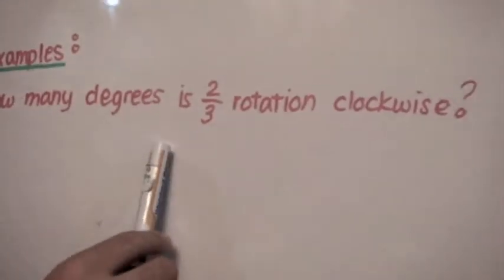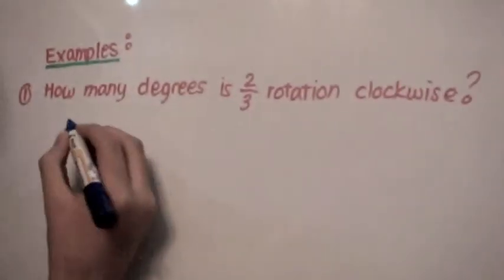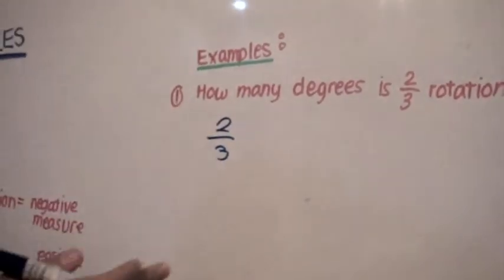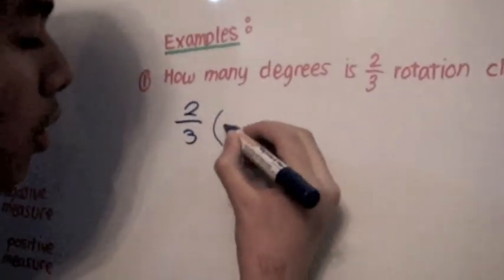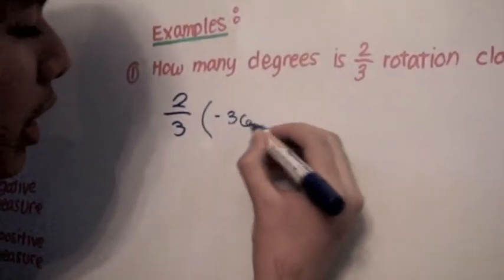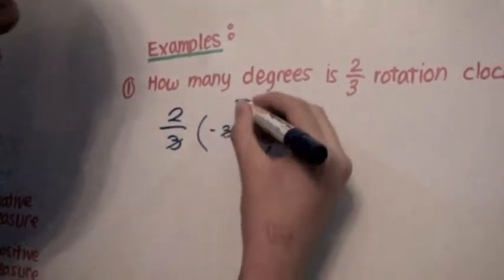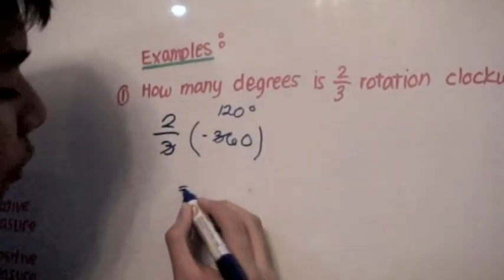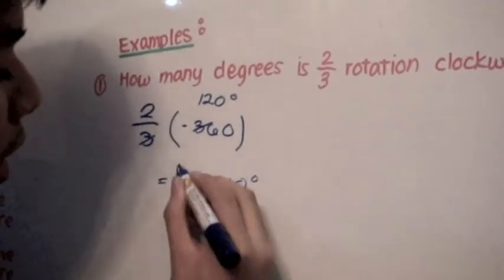How many degrees is 2/3 rotation clockwise? So, we have 2/3, and since it's clockwise, we're going to be using a negative measure. So, negative 360 degrees. So, you cancel, becomes 120 degrees times 2. Final answer is negative 240 degrees.